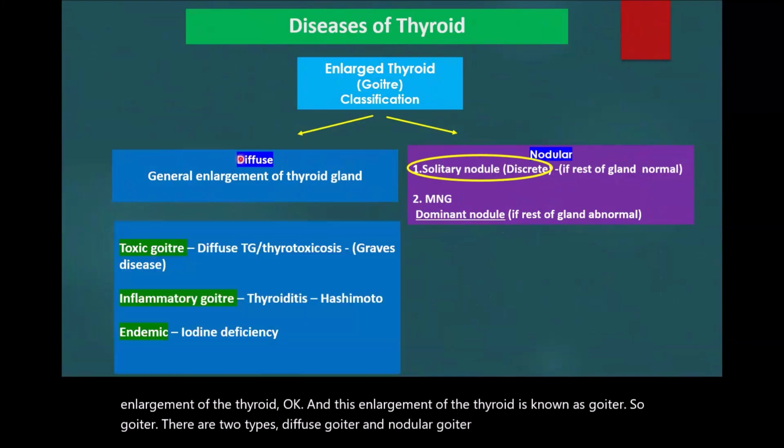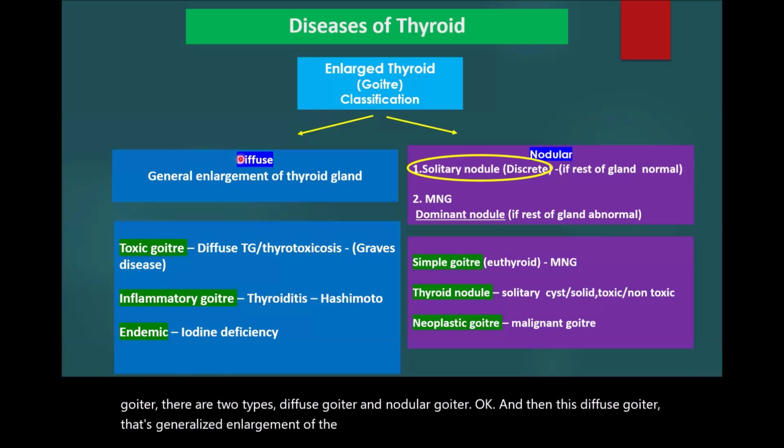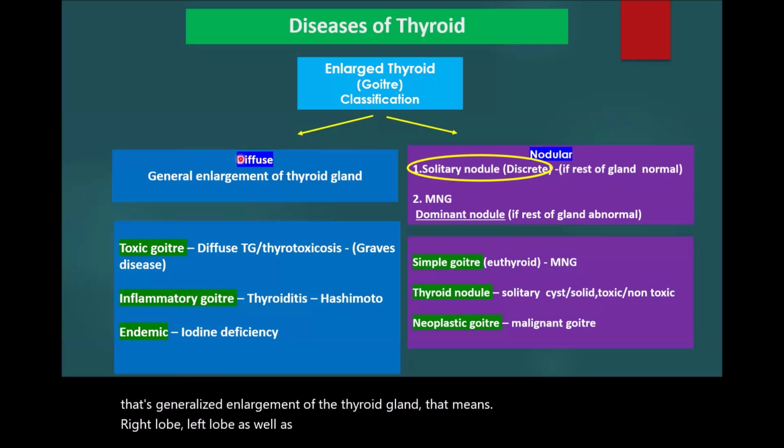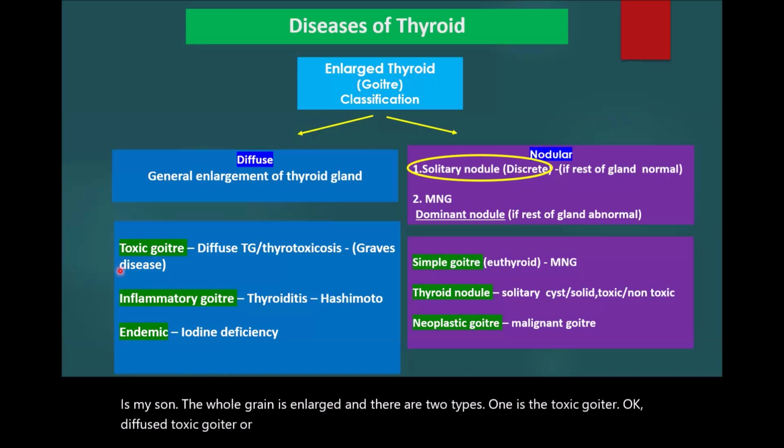Okay. And then this diffuse goiter, there's generalized enlargement of the thyroid gland. That means right lobe, left lobe, as well as your isthmus. The whole gland is enlarged. And there are 2 types. One is the toxic goiter, okay, diffuse toxic goiter or thyrotoxicosis, and the most common of which is called Graves' disease.